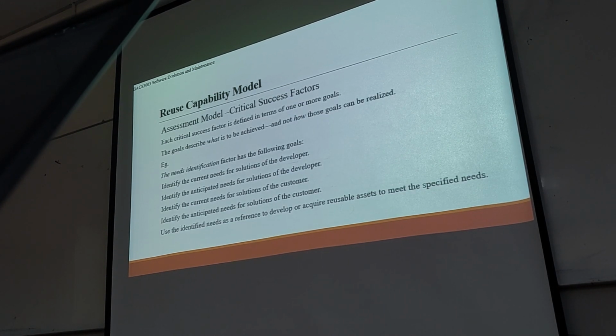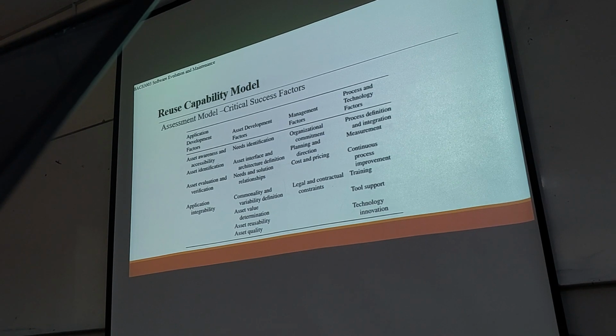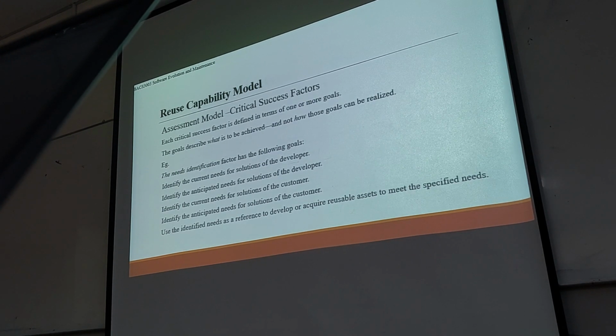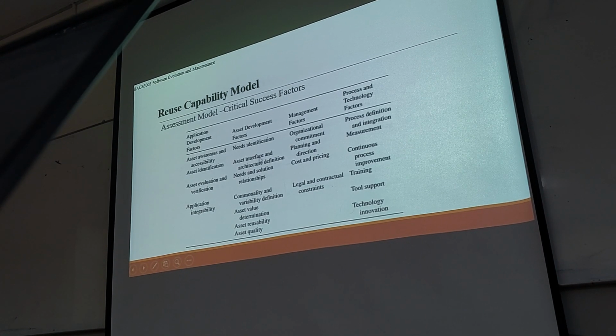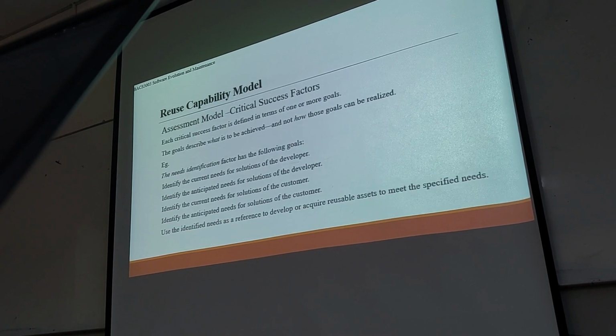For example, under asset development factors, the needs identification. What do these factors help assess in the company? You can see here: identify the current needs for the solution of the developer, identify the anticipated needs for the solution of the developer, identify the current needs and the anticipated needs for the solution of the customer. Use the identified needs as a reference to develop or acquire reusable assets. So from these requirements, they identify whether there is any possibility to facilitate reuse. Understand? This is how they assess that.